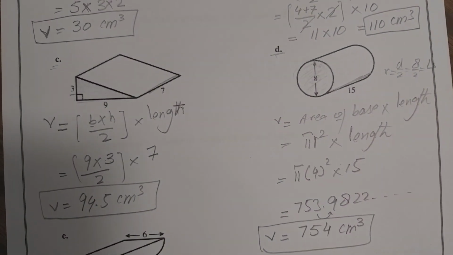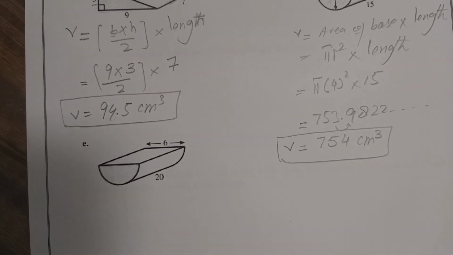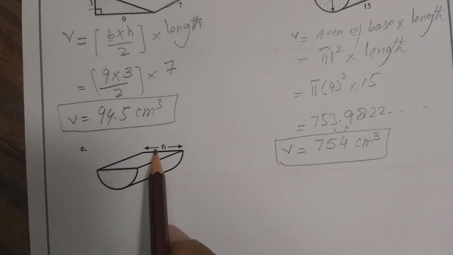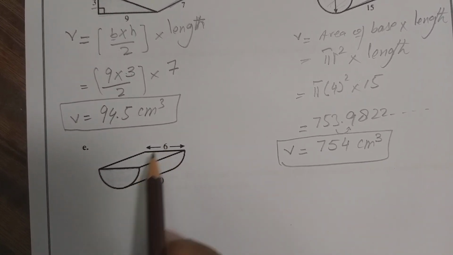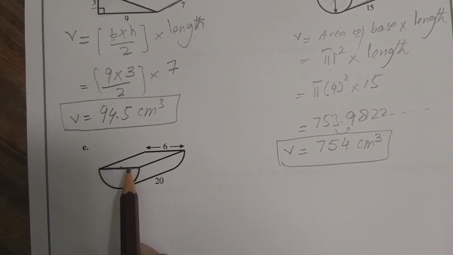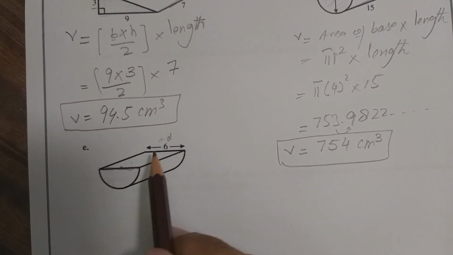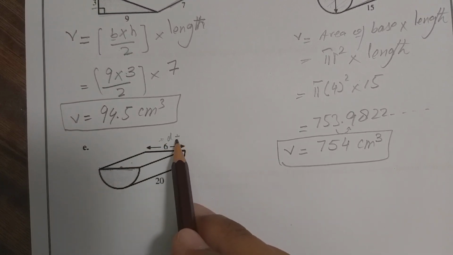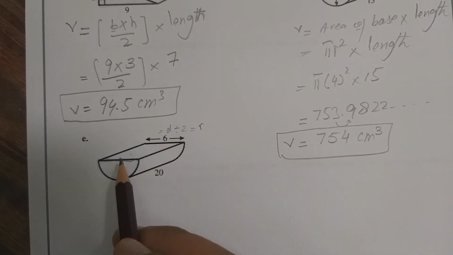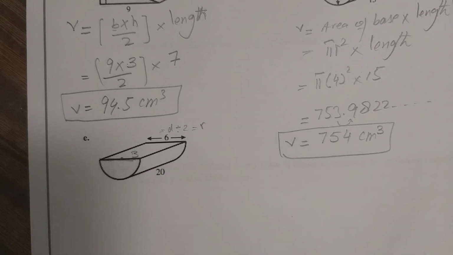Okay, the last part of question number 1 on page 2. We are given a shape that looks like half of a cylinder. We are given the diameter of this shape, which is 6. If we divide d by 2, we can get the radius. So d is 6 divided by 2, and the radius is 3. And this is the length of this semi-cylinder.